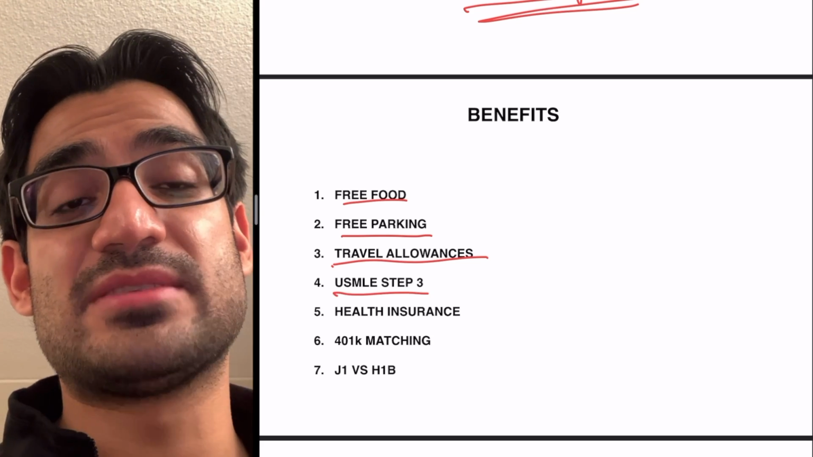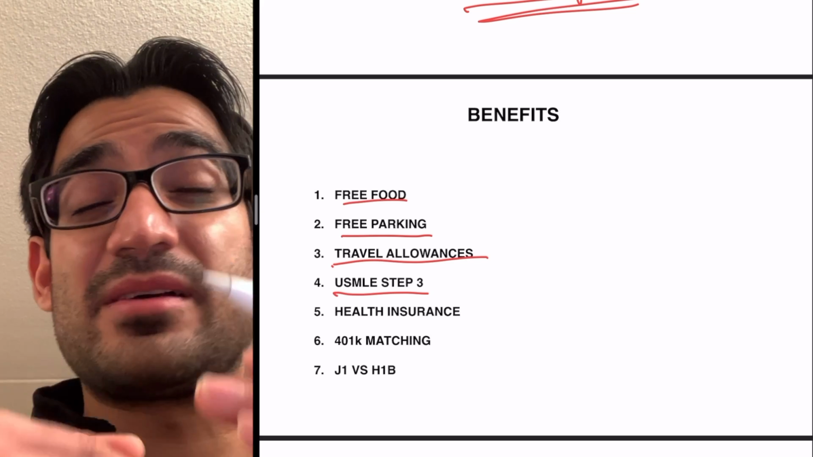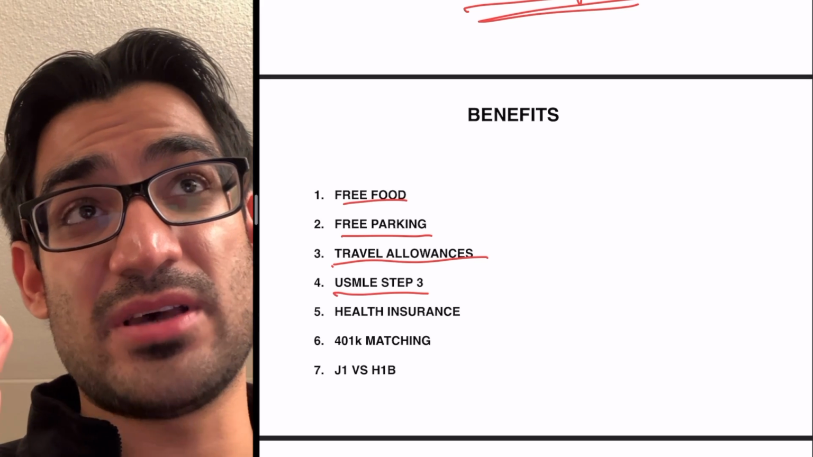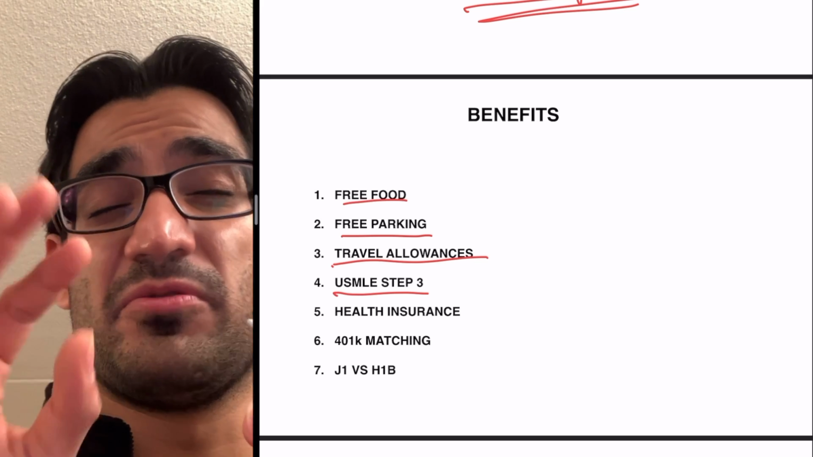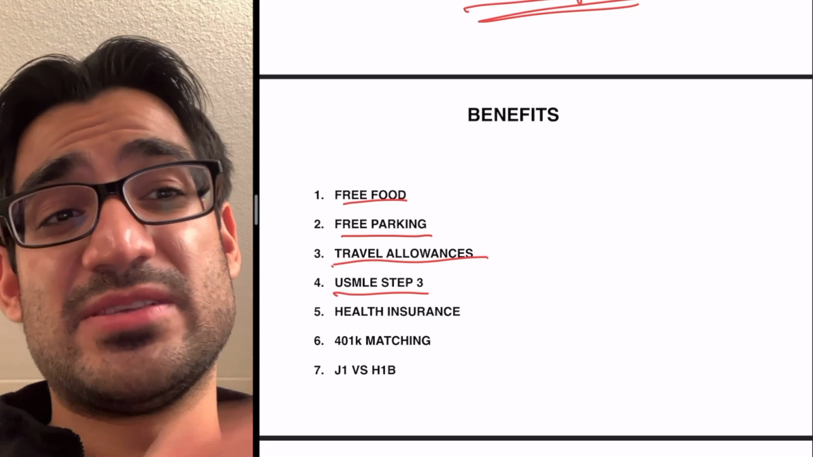There are so many programs that have this academic fund where they give you a fixed amount of money every single year. My program gives me $600 a year to buy books, or if you want to pay for your USMLE Step 3, or if you want to buy an iPad, you can use the same allowance for that.